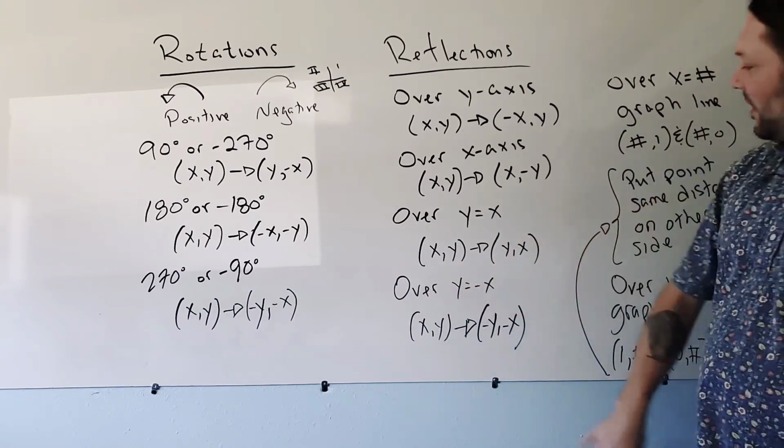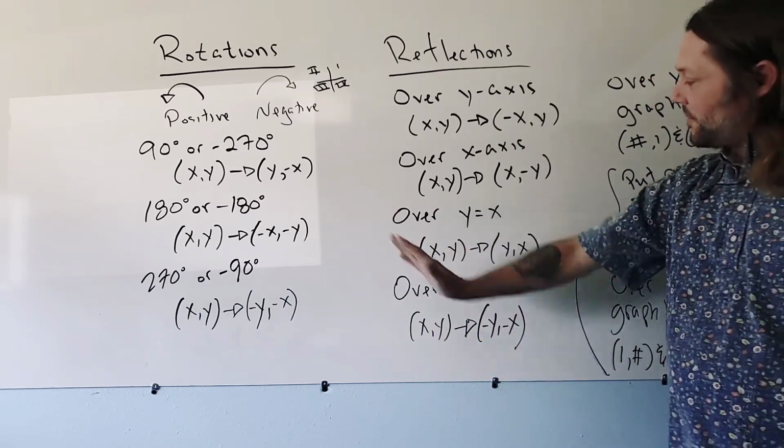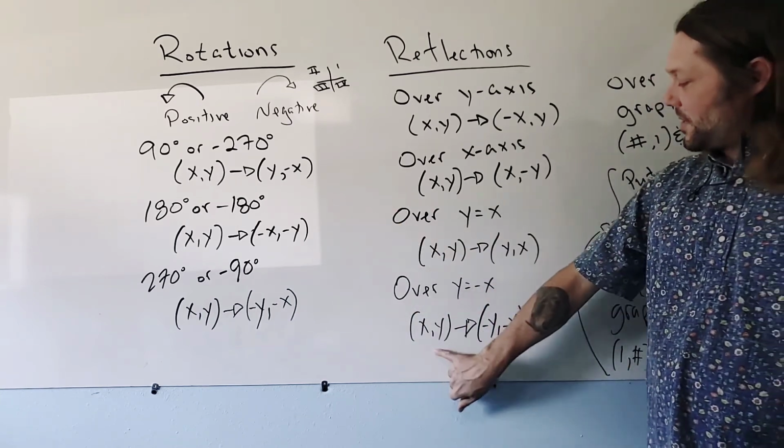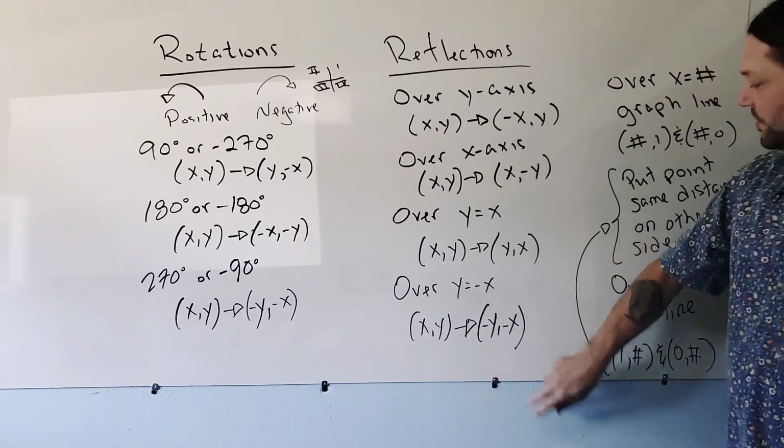If I'm reflecting over the diagonal line y equals x, the order of our ordered pair just switches. If I'm reflecting over the equation y equals negative x, now I have the negative slope line. (x, y) turns into (negative y, negative x). So not only does the order switch, but the signs switch as well.